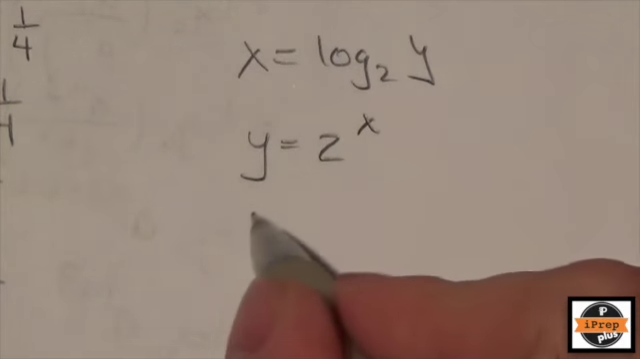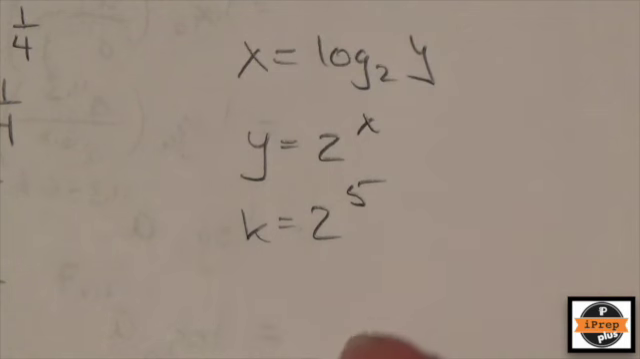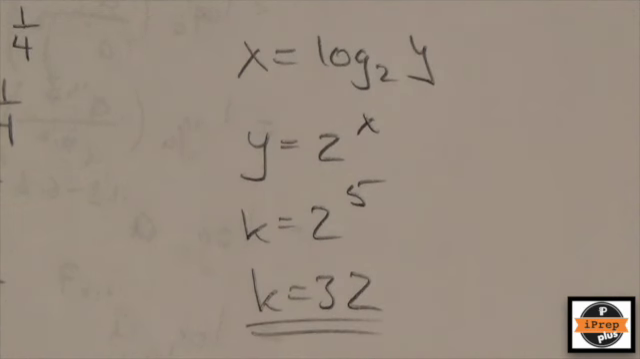So there's the inverse. Now I go back and it says the point 5 comma k is on that. So here we go, 5 comma k. So k is equal to 2 to the 5. And that means k is equal to 32. It turns out that's what the question was asking for. What was the value of k? That's a good question.